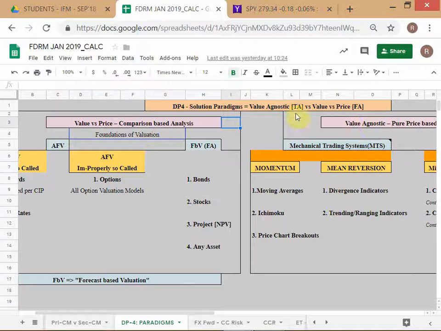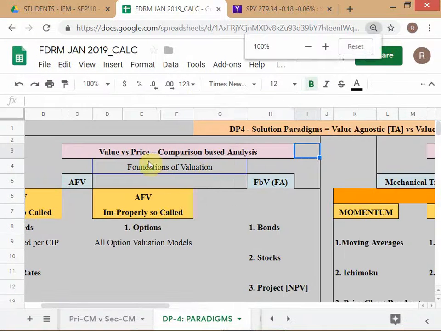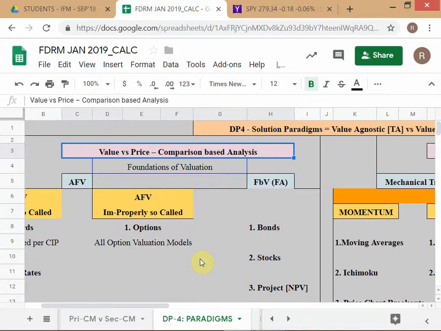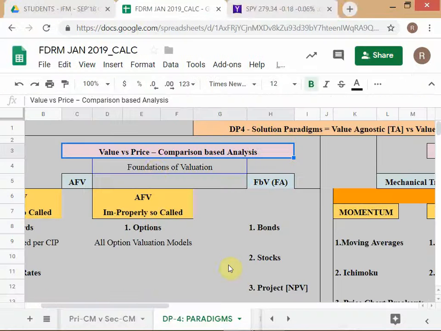Since we want to discuss AFV, we are going to forcibly assume that the person who has to make this decision whether to buy or to sell Delhi sugar is not a believer in this approach. He does not believe in the TA approach, so he is going to use the value versus price comparison approach. So in this case you should first check, when you're talking about buy or sell, that you're going to use this method.